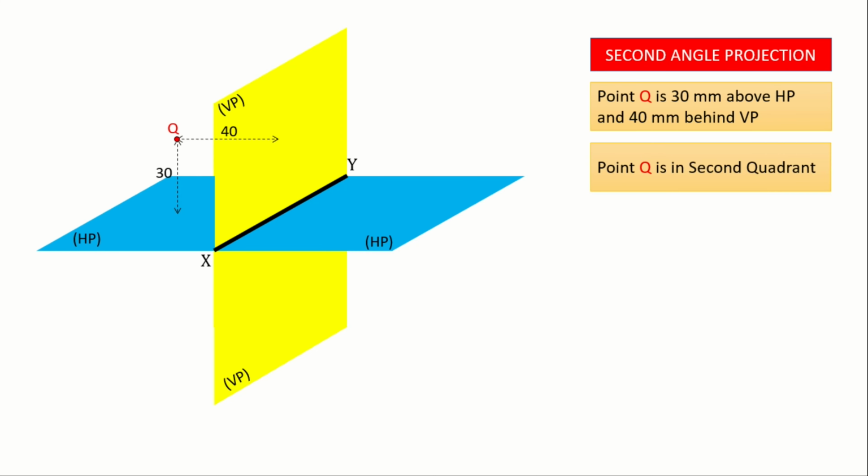The point Q is in second quadrant. The front view of the point Q is seen on VP. The point is denoted by Q dash. The point Q dash is 30 mm above XY. The top view of the point Q is seen on HP. The point is denoted by Q. The point Q is 40 mm behind XY.